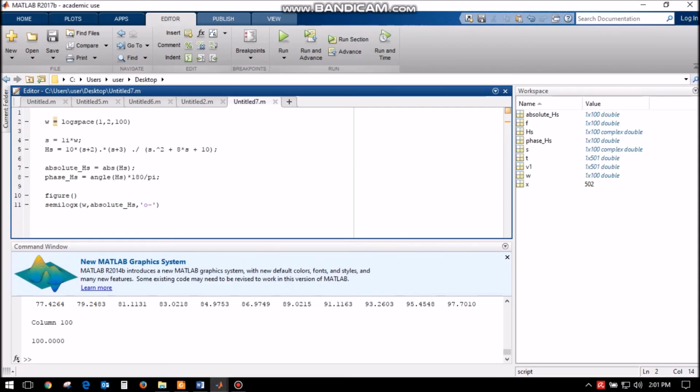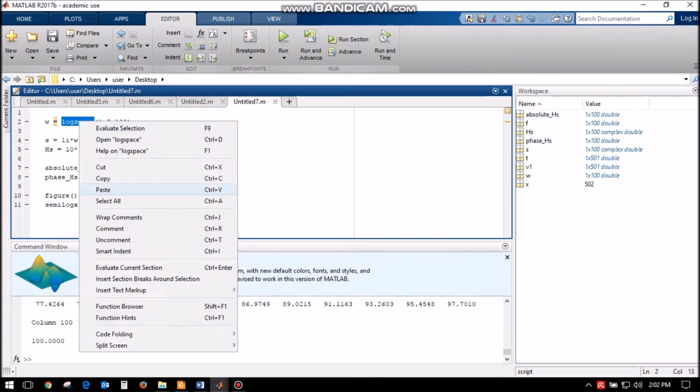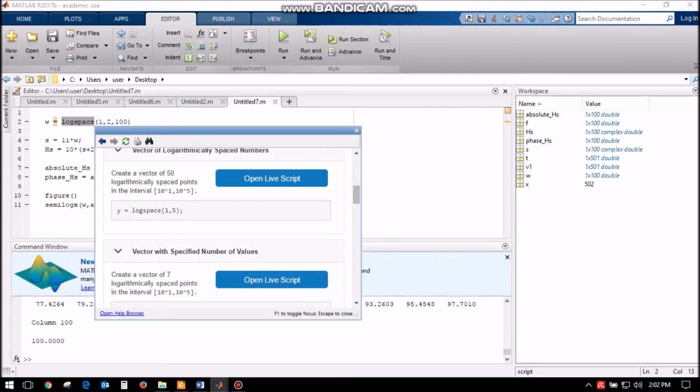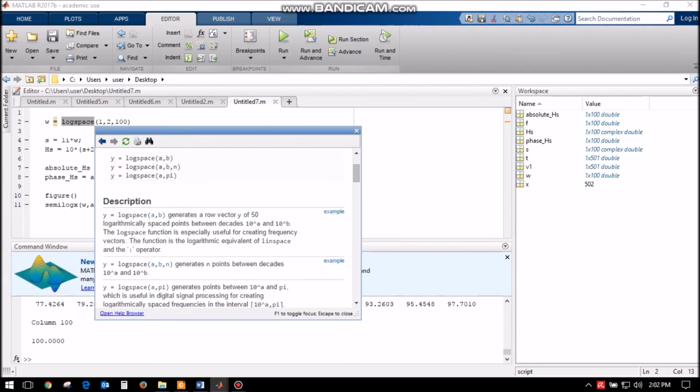Okay, so here I have changed the frequency. Instead of writing the frequency equals to whatever value and omega equals 2 pi f, here I'm just using omega and defining the value for the omega, the angular frequency. So here I use logspace. You can just double click this, highlight logspace, and then go to help, so it will show you how to use logspace. So logspace a comma b comma n.